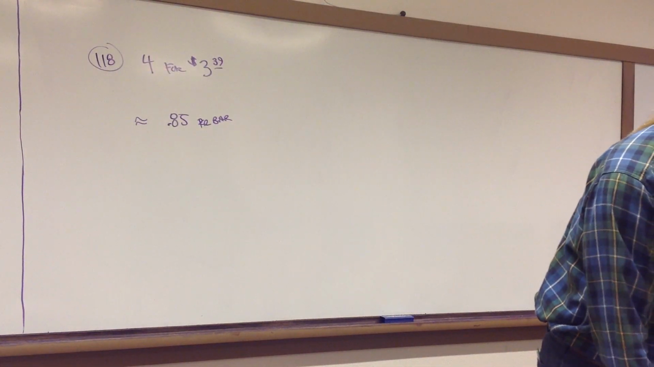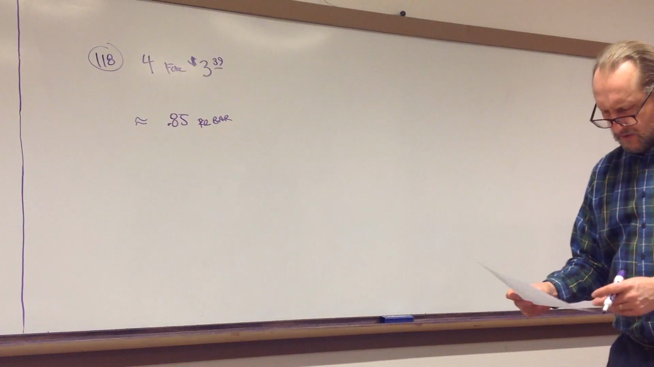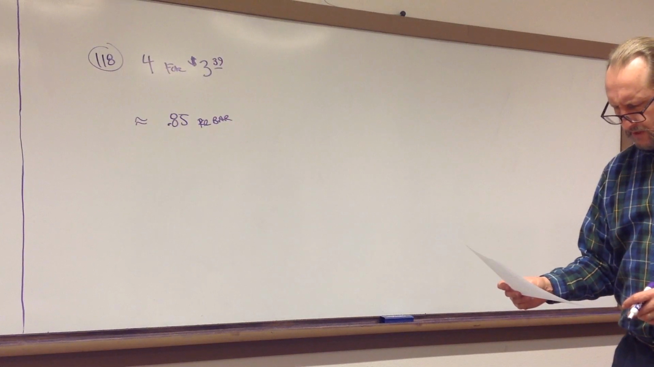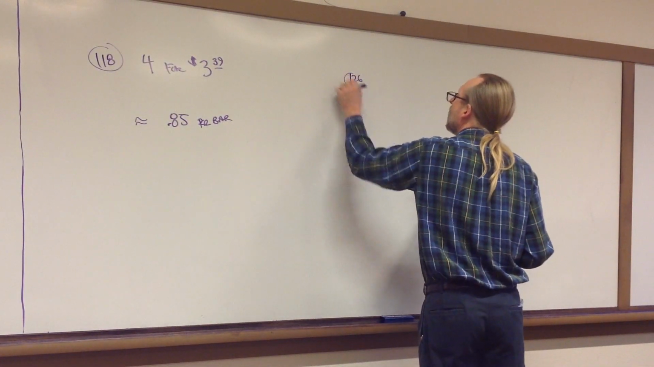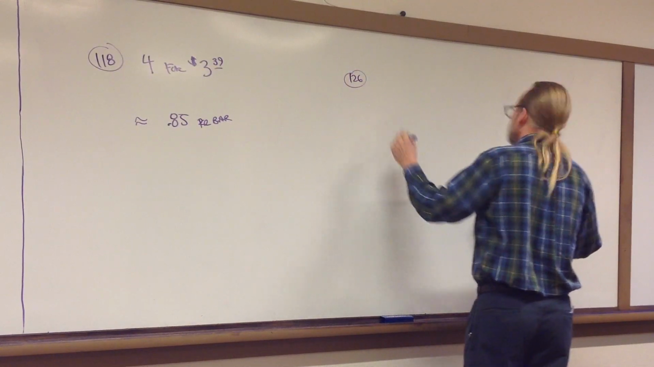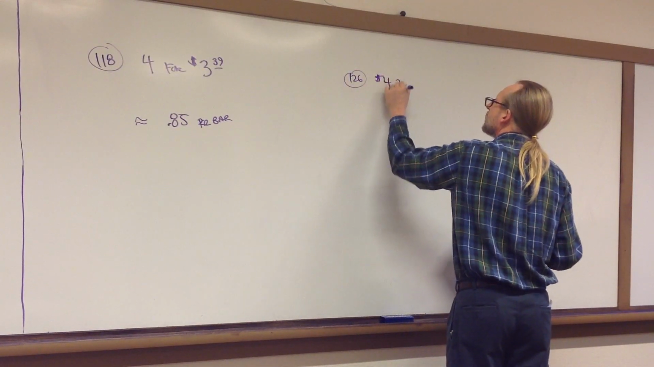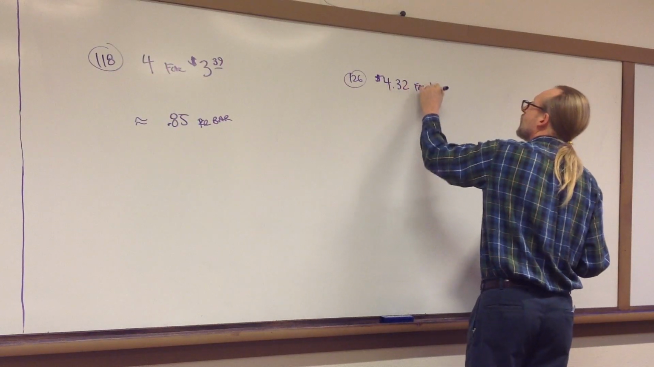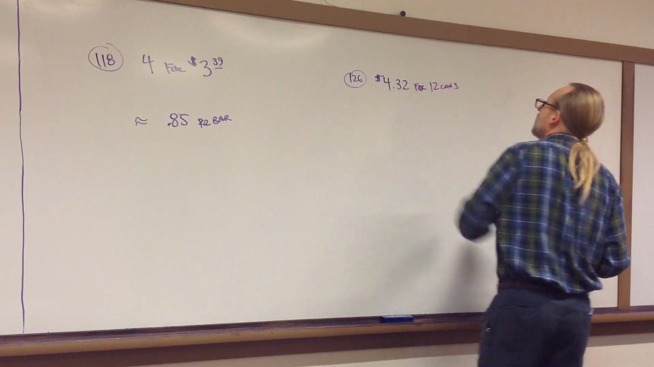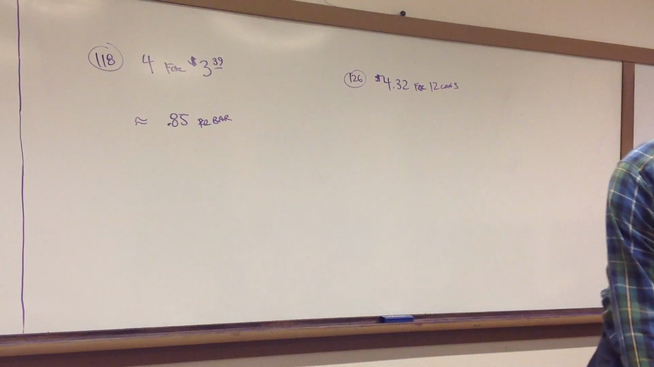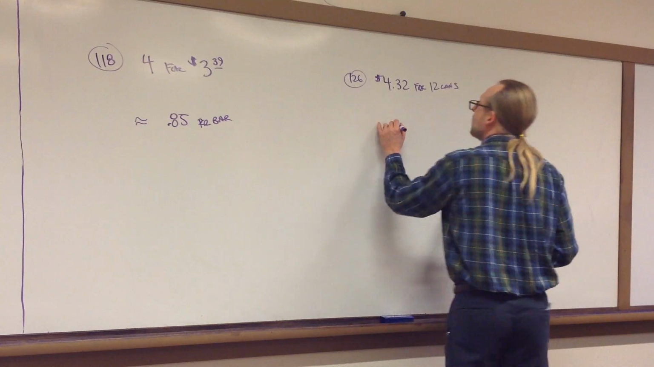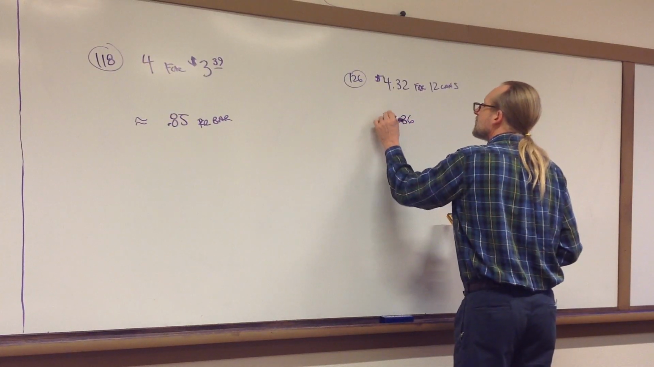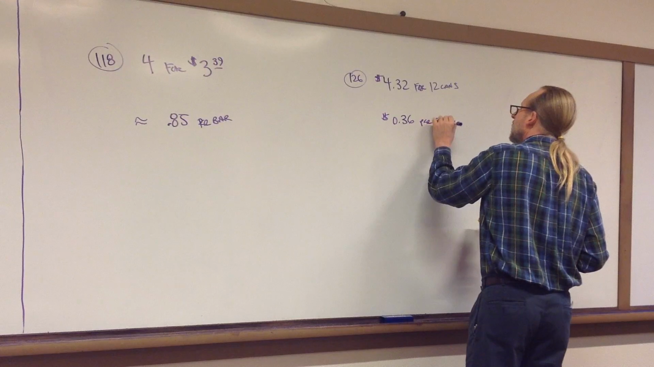Okay, let's see here. What else do we want to look at? Now let's look at problem 126. Here we've got cans of cat food, $4.32 for 12 cans. So that means we got to do 432 divided by 12. And that'll tell you that it's going to be 36 cents per can.